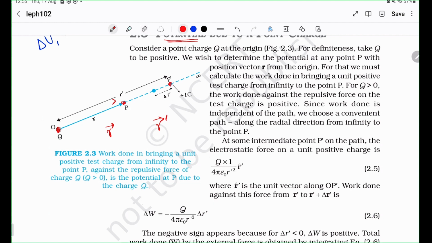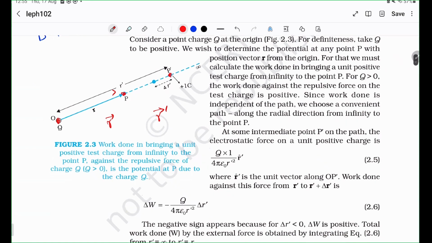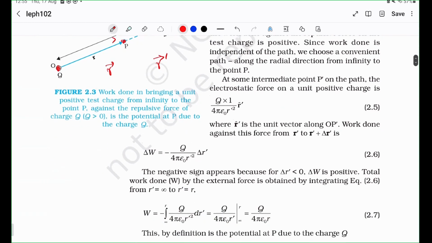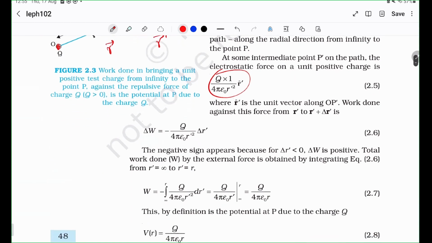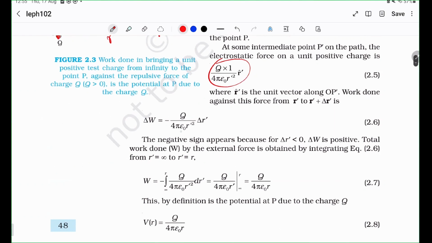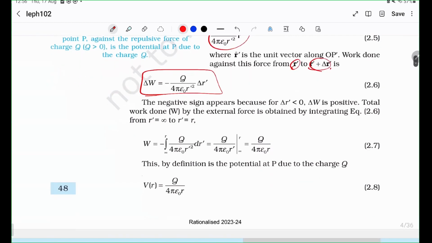So yes. Anyway, from Coulomb's law, this is the electrostatic force. So we can calculate the work done from r prime to r prime plus delta r prime, because we want to calculate the change in the potential energy, right? So that's what we are aiming to do. We are calculating what is the work done for the test charge to come from r prime to r prime plus delta r prime.